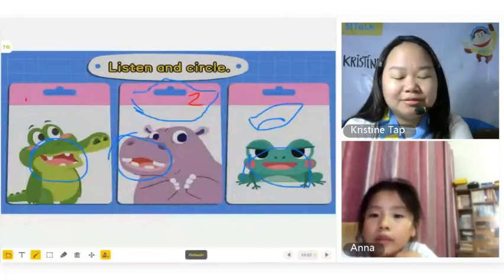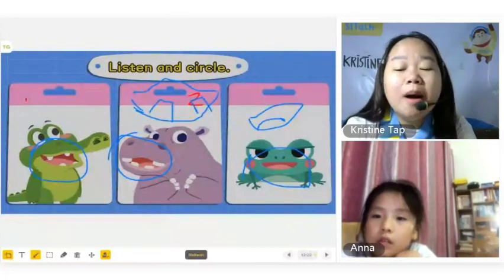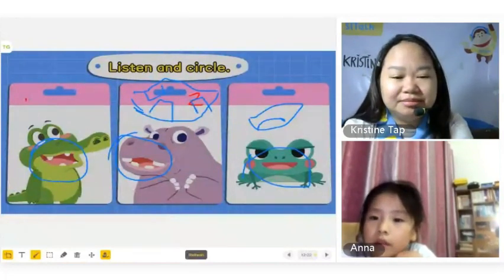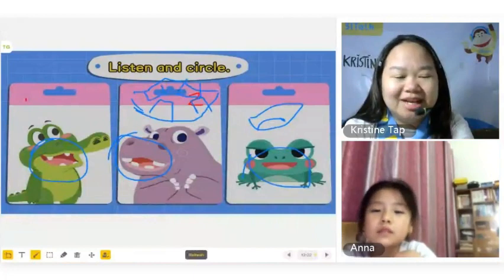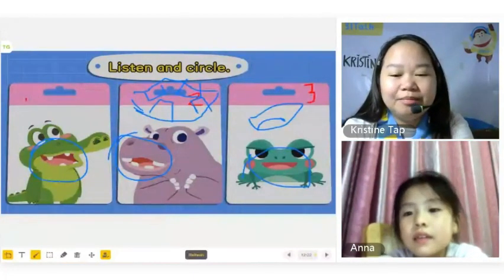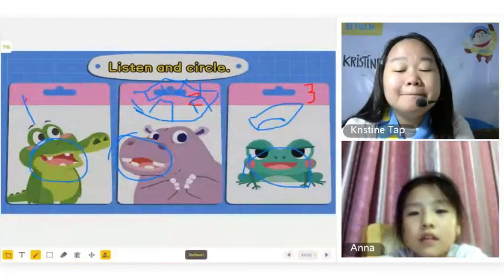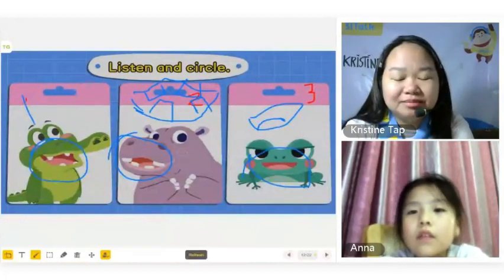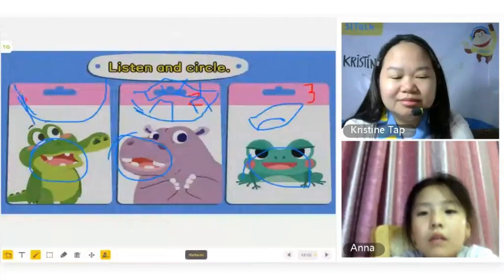Okay, number two, hippopotamus. Hippo mouth. Okay, again. Hippo mouth. Okay, good job. Number three. Frog mouth. Okay.